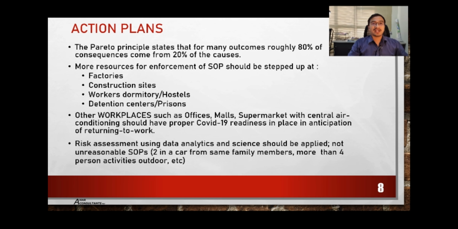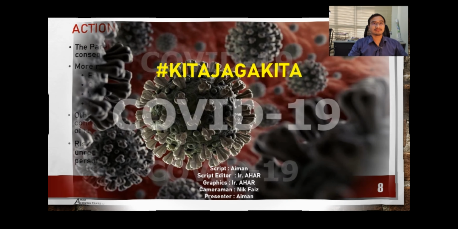There is no point trying to tackle less impactful clusters using so much resources. For example, the SOP to limit 2 persons in a car from the same family members, or the limitation of not more than 4 persons even with masks, and social distancing for outdoor activities do not make sense. As we have been saying, engineering controls must be practiced to control COVID.